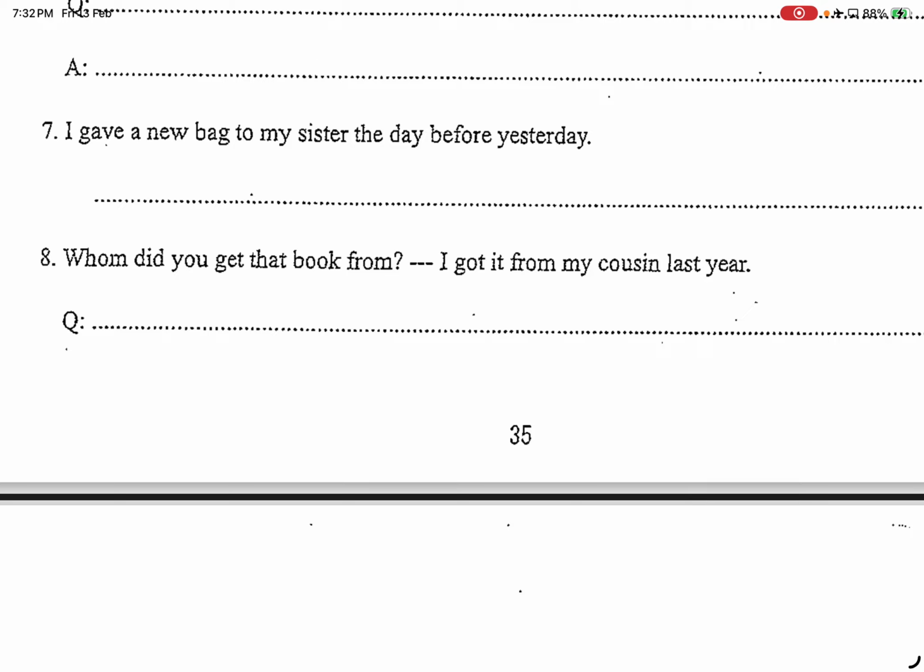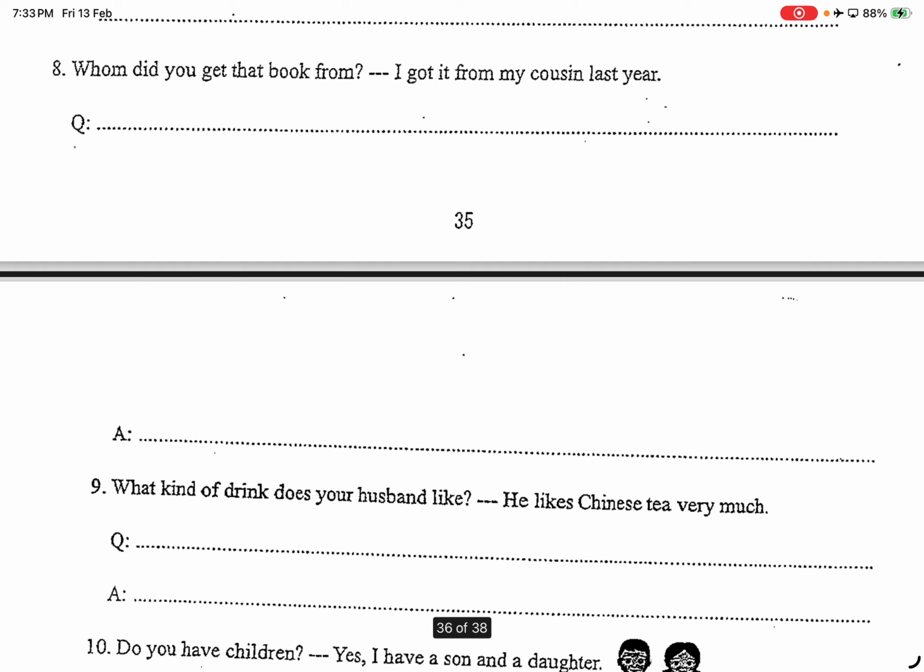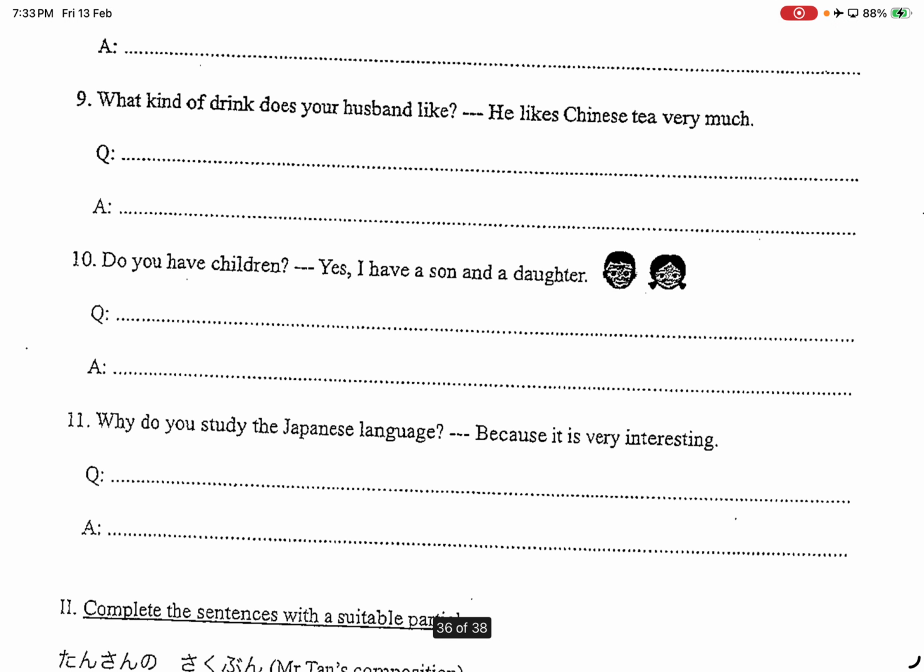誰に この本をもらいましたか? So instead of その本は she used その本をもらいましたか? So she is using it as a direct object, which is not wrong also. Okay, I got it from my cousin last year. 去年いとこにもらいましたか? Okay, very good. The time first, so the time is last year. 去年, then from who? いとこからもらいました. Okay. Number 9. What kind of drink does your husband like?